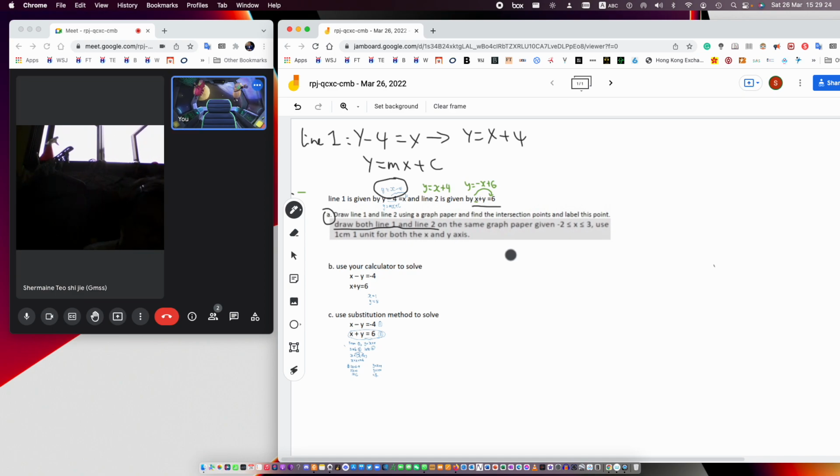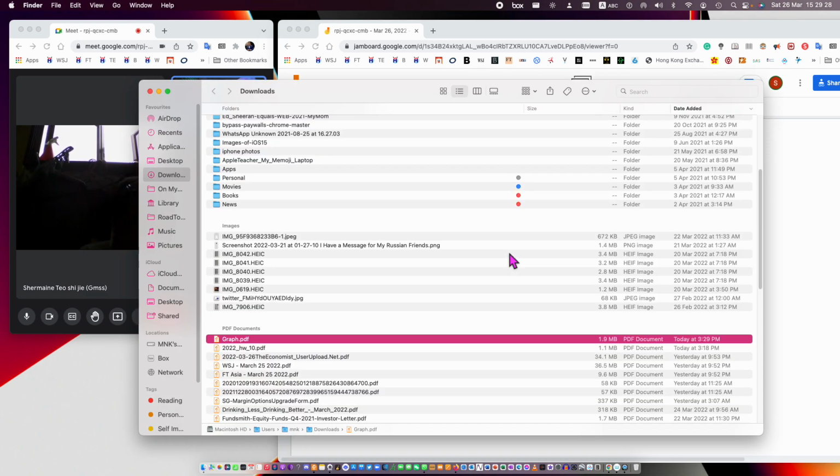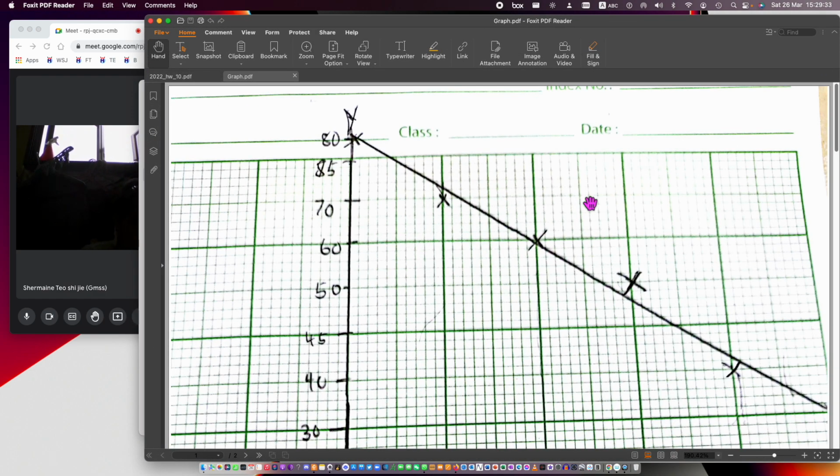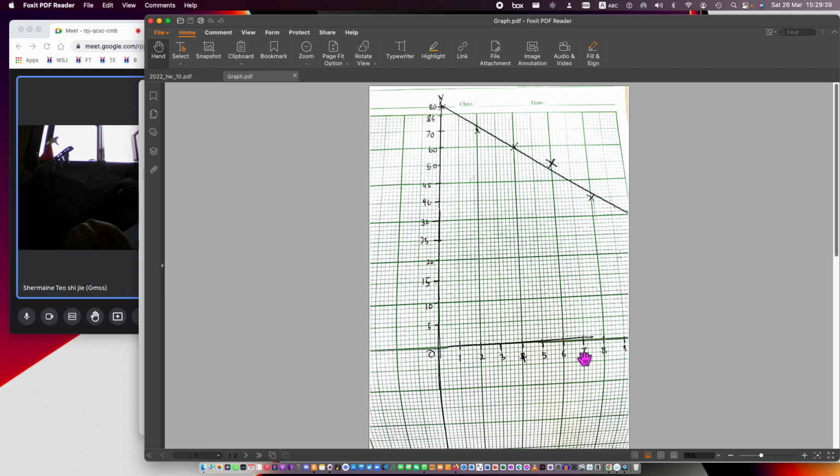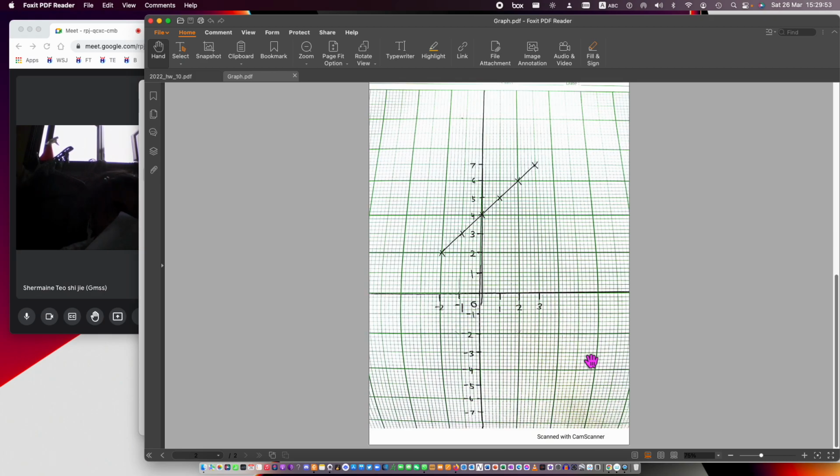Hold on. Let me get your graph onto this Jamboard also. Okay, I see two graphs. Which graph is which graph? Oh, the other graph is for another question further on that also asks you to draw a graph. So which graph should I be looking at for this question? The first page one.